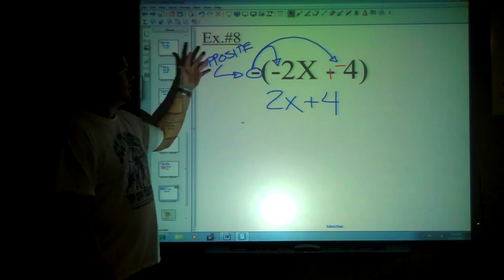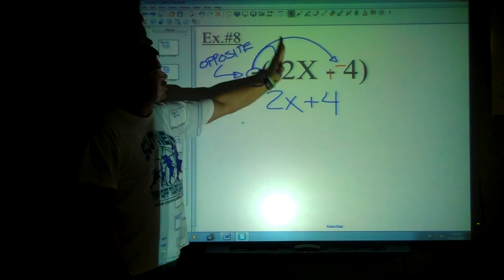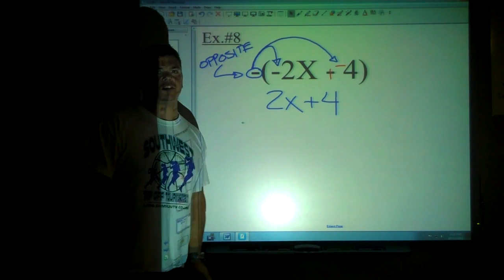So the distributive property, the number on the outside or something on the outside, gets distributed to all the parts inside.